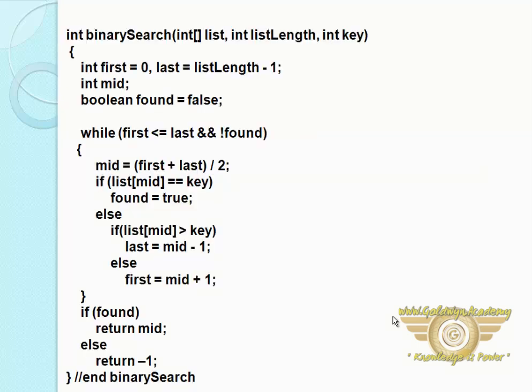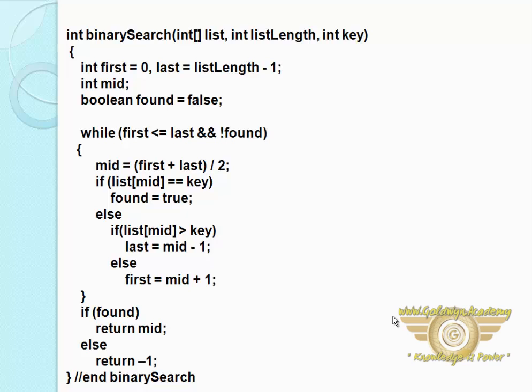Now let us see a C++ code of binary search. It has three parameters: list, list length and key. Here we take a local variable first equal to 0, last equal to list length minus 1, a mid variable, and found equal to false has been initialized.